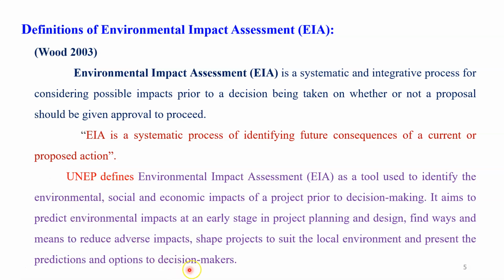Another definition, a very comprehensive definition. This is the best definition for each and every part of the words. That definition is given by UNEP, which defines environmental impact assessment, that is EIA, as a tool used to identify the environmental, social, and economic impact of the project prior to decision making. It aims to predict environmental impact at an early stage in project planning and design, find ways and means to reduce adverse impact, shape the project to suit the environment, and present the predictions and options to decision makers.